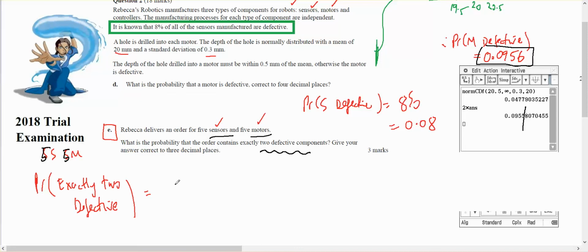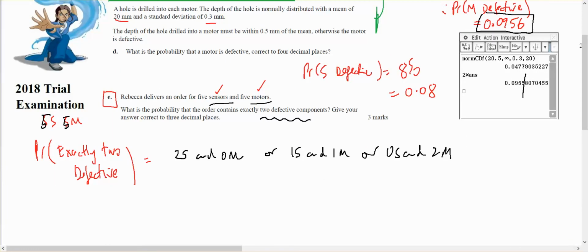Well, I could have 2 sensors defective and no motors defective, or I could have 1 sensor and 1 motor, or I could have no sensors and I could have 2 motors defective. Okay, so sensors are binomial where I'm choosing 5 and the probability of being defective is 0.08, and motors are also binomial. I'm picking 5 and the probability that a motor is defective is 0.0956.